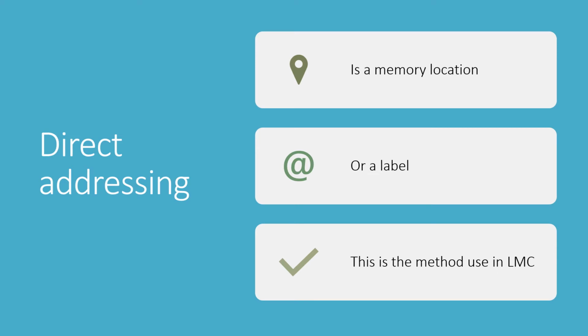Direct addressing is the method that we have used before as we wrote LMC programs. Following the operator, we give the operand in the form of a memory location where the data is stored, or we can label that memory location and use the label instead.